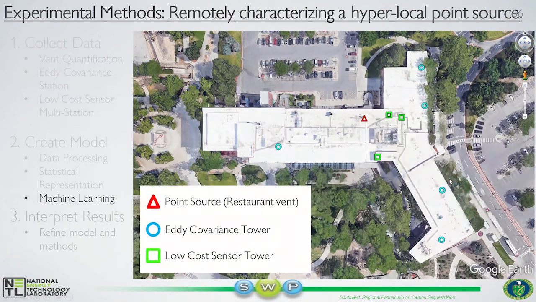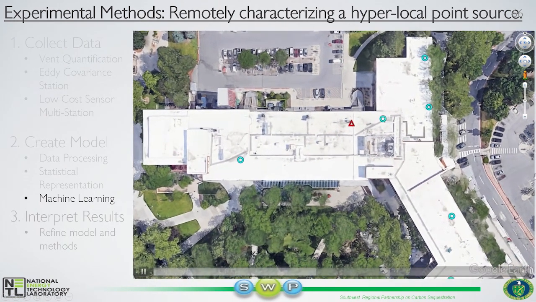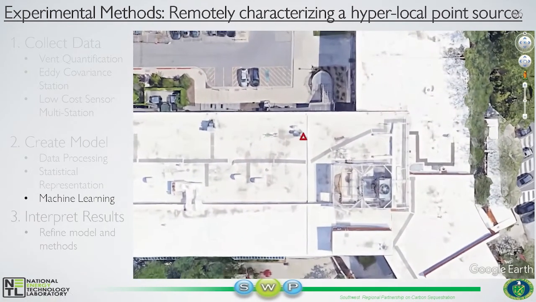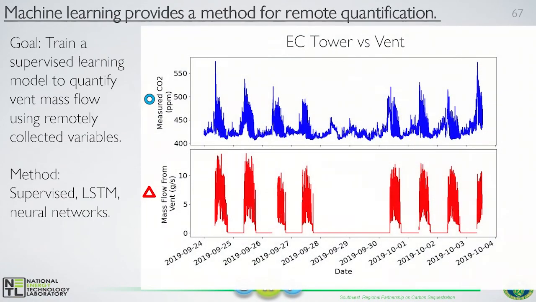Clearly we have some pretty cool results out of these statistical methods, but how about we use the buzzword machine learning to try to quantify the source? Well, it turns out that we actually have a really nice system to test this out on. So how would machine learning work in an application like this? Let's take a look. Here we see our CO2 data from the tower, as well as the mass flow rate of CO2 coming from the vent. This is what we want to predict.